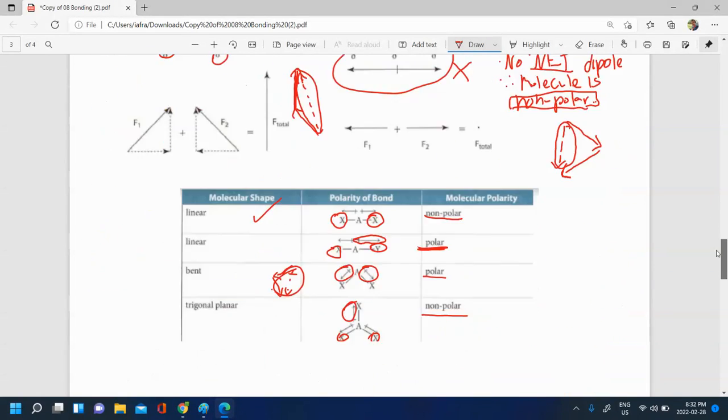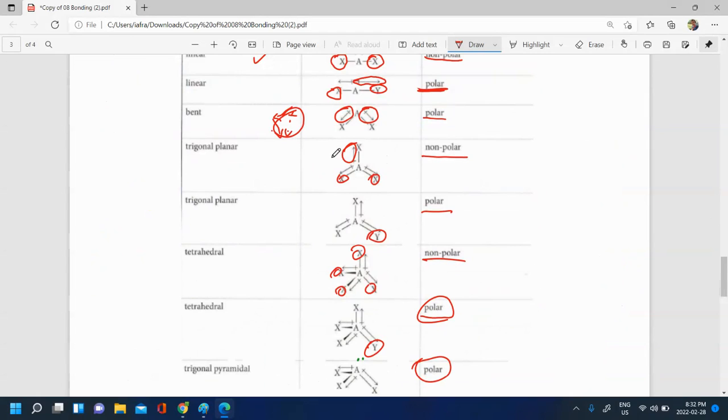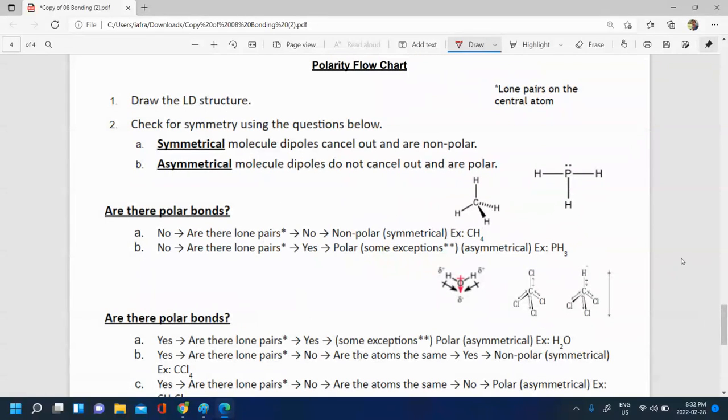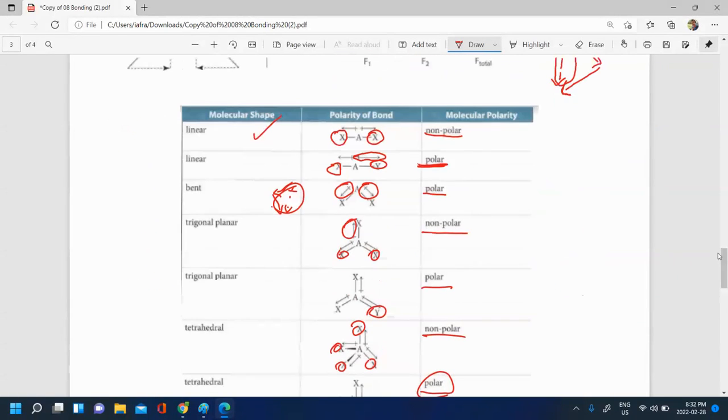And so we saw some examples of what constitutes symmetrical shapes and what doesn't constitute a symmetrical shape, and when things will be polar. And then in the next video, we're going to do some examples using this flow chart, which is essentially based on the idea of symmetry.